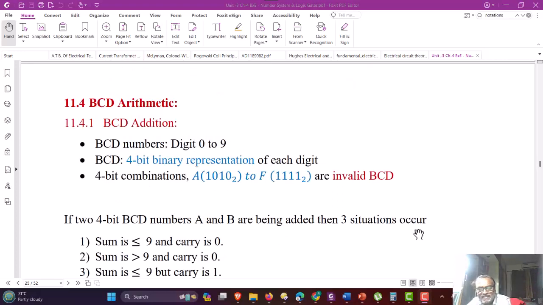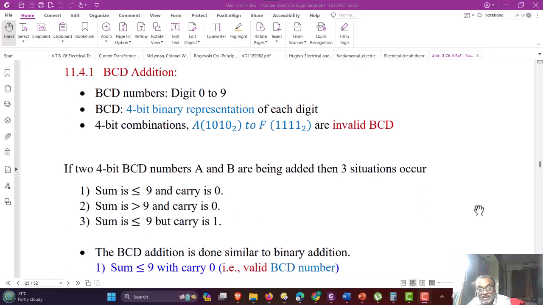The BCD arithmetic. BCD numbers are the binary representation of the decimal numbers 0 to 9, and they are represented by 4 bit combinations. For example, A is 1010 and F is 1111. These are not present in the decimal form, and therefore the 4 bit combinations A to F are invalid. Only the 0 to 9 combinations are valid in BCD. Refer back to the conversion table.